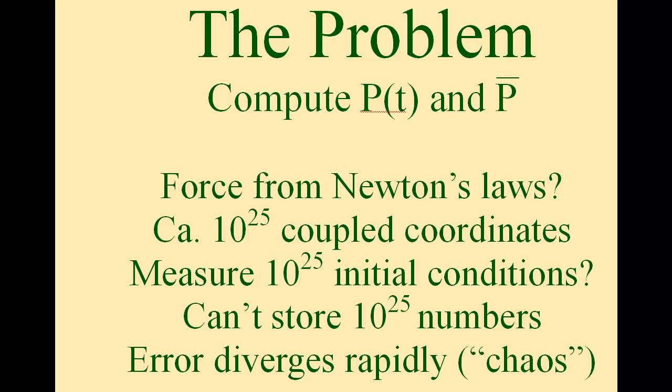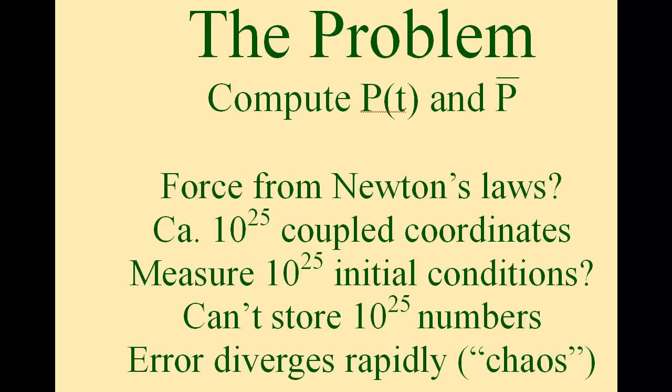There are 10 to the 25 coupled coordinates involving all of the atoms. The atoms put forces on each other, and therefore all of those coordinates are coupled to each other. To integrate those coordinates, we'd need boundary conditions, starting values for all of the coordinates, and there is no known means of measuring all of the positions and all of the momenta of all of the atoms in the room. And if you could measure it, you'd end up with 10 to the 25 many significant figure numbers, and there's no known way of storing all of those numbers.